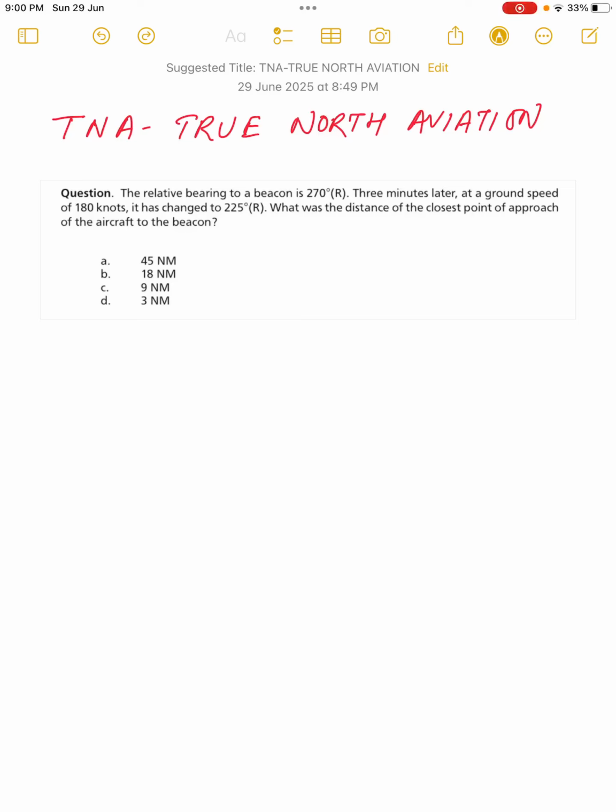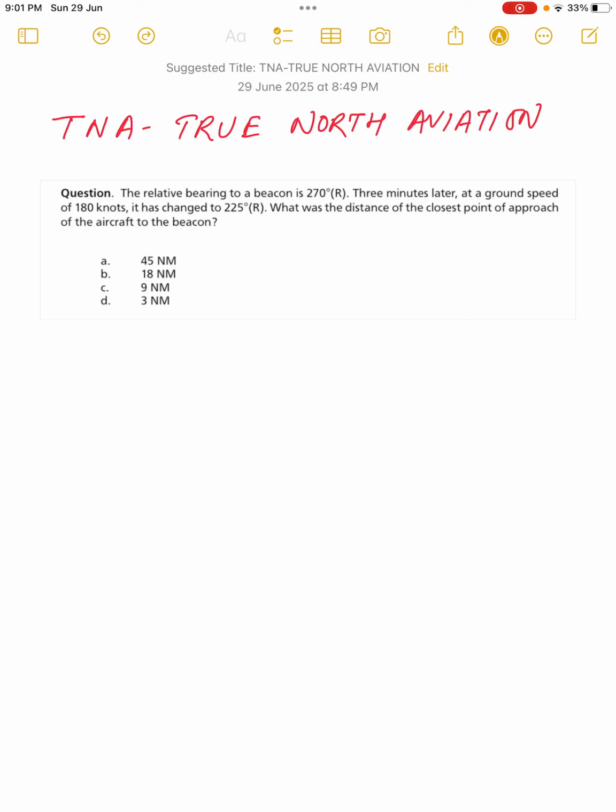Let's take another question from True North Aviation. The relative bearing to a beacon is 270. 3 minutes later, at a ground speed of 180 knots, it changes to 225. What was the distance of the closest point of approach of the aircraft to the beacon? Let's make a simple diagram so that we'll understand the question.